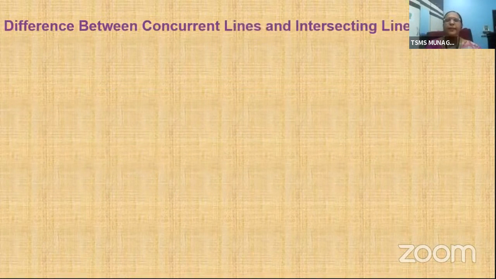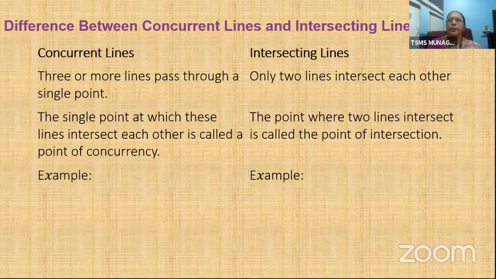Let us see it in tabular form. I've just put it in the tabular form. So, concurrent lines: three or more lines pass through a single point. Intersecting lines: only two lines intersect each other. Here, the single point at which these lines intersect each other is called the point of concurrency. Here, the point where two lines intersect is called the point of intersection. Whatever it is, here you're going to have more than two lines, here you're going to have two lines. Here it is called point of intersection, here it is called point of concurrency. Here we say intersection, here we call it concurrent.